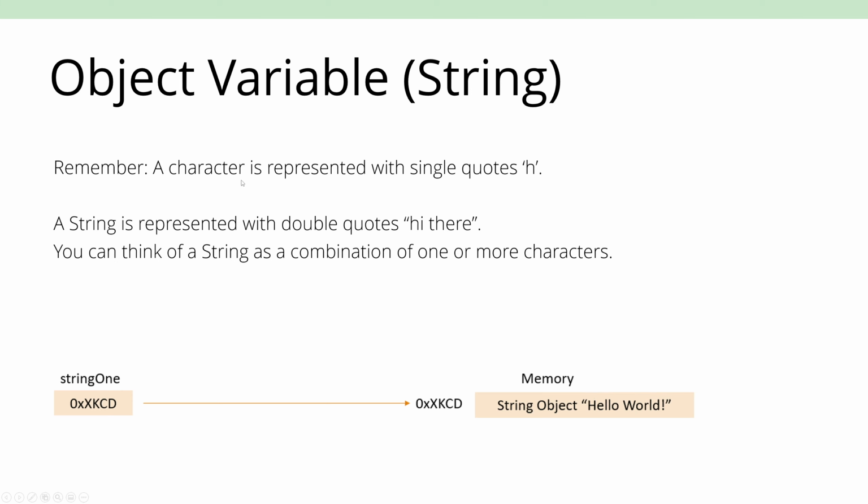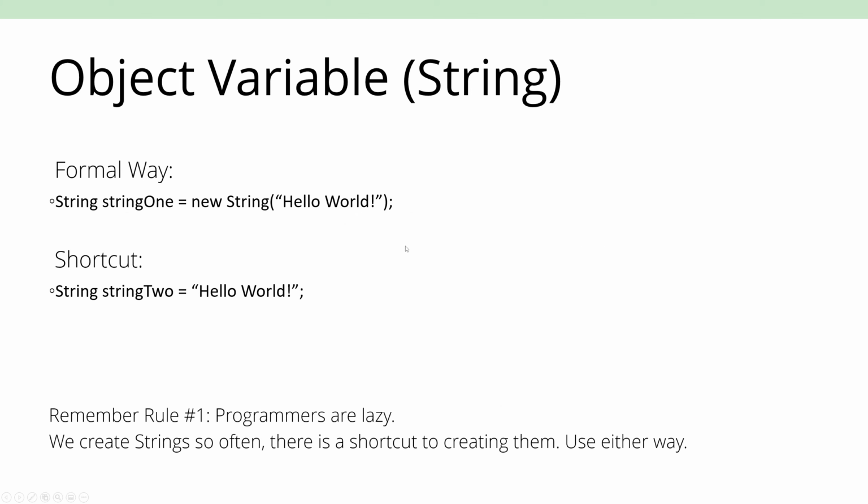So remember, a character is represented with single quotes. A string is represented with double quotes. You can think of a string as a combination of one or more characters. Now, we talked about one way of creating a string, this is the one you're used to. String string2, assign a string in quotations. There's actually a formal way of doing it. String string1, assign a new String, and then we have hello world.